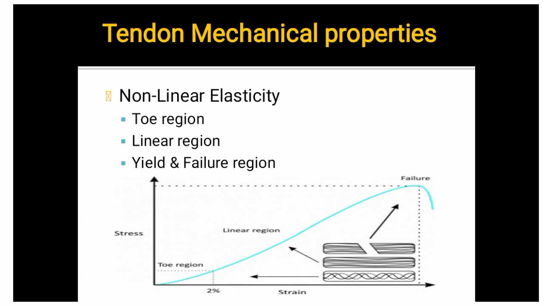The toe region is where stretching out, or uncrimping, of crimped tendon fibrils occurs from the mechanical loading of the tendon up to 2% of strain. This region is responsible for the non-linear stress-strain curve because the slope of the toe region is not linear.